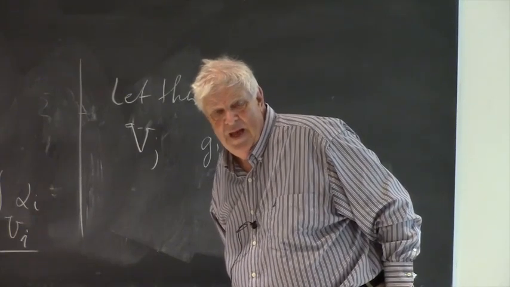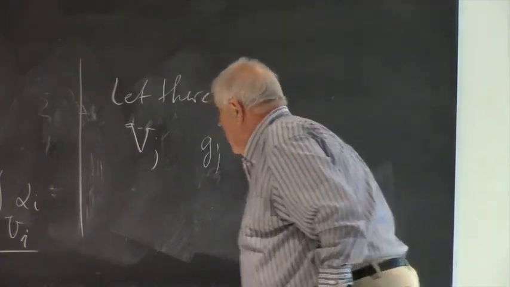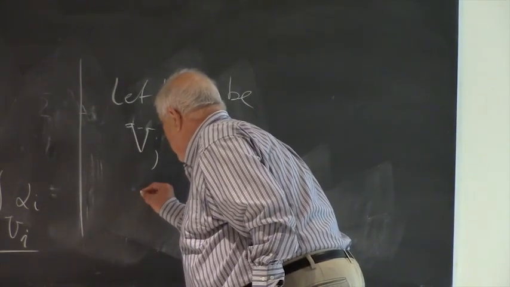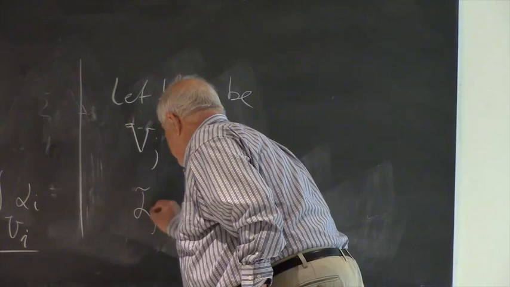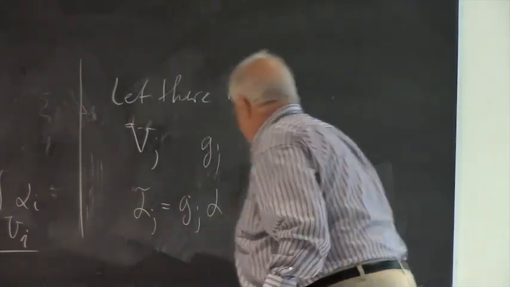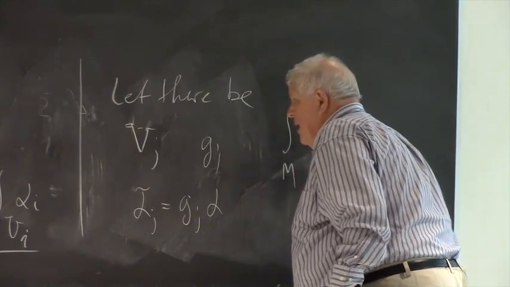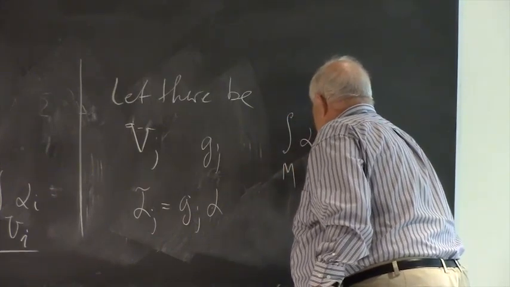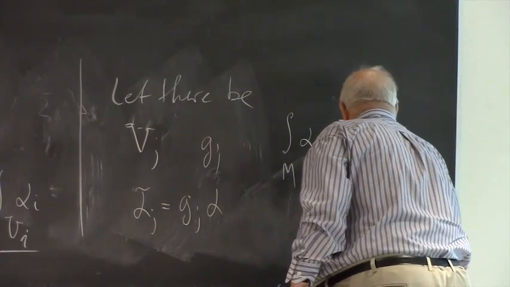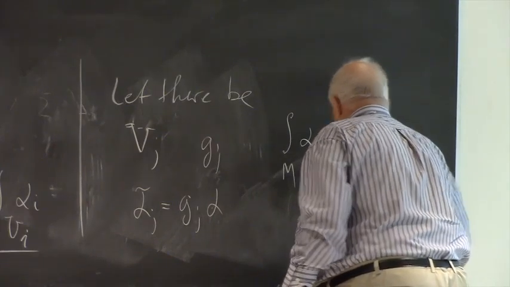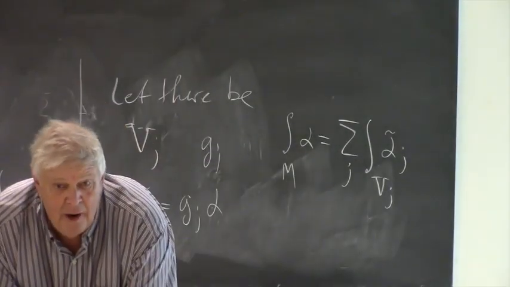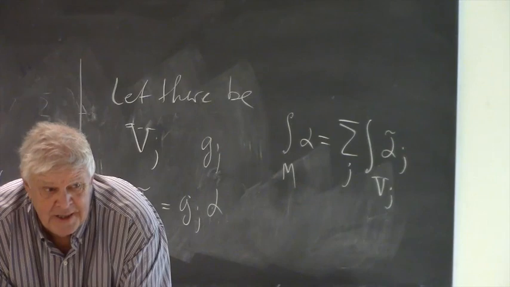And then I consider, maybe I should write alpha tilde j, Gj alpha, and the integral of alpha is now defined as the sum. And we need to understand somehow that these two things are the same.